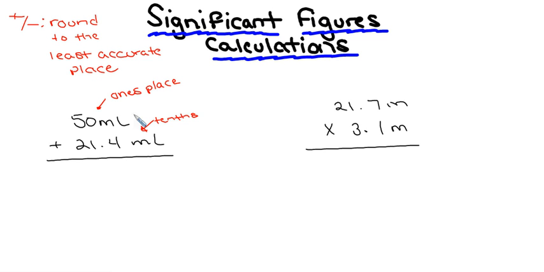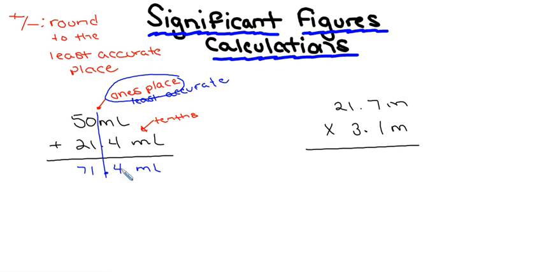So in this case, our math has to go to the least accurate place. So our least accurate place is the ones place. Now, for problems like this, it's easy. You can just set it up by lining up the decimals, and I inform my students to draw this little line and carry out the math. So we'll have 71.4 milliliters total. This number then has to be rounded to the least accurate place, again, which is the ones place.